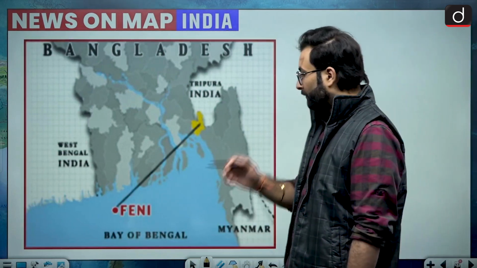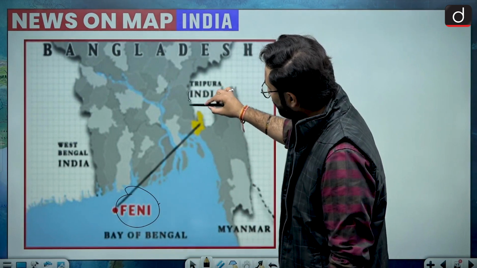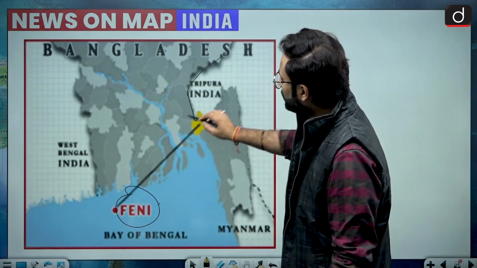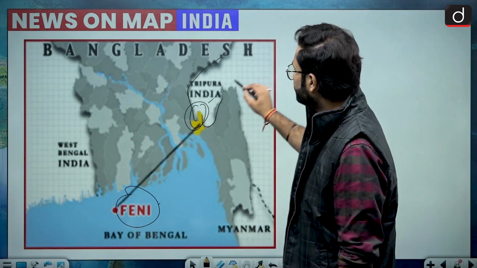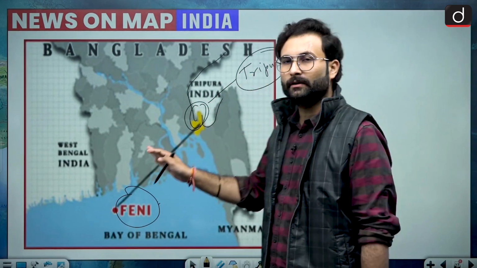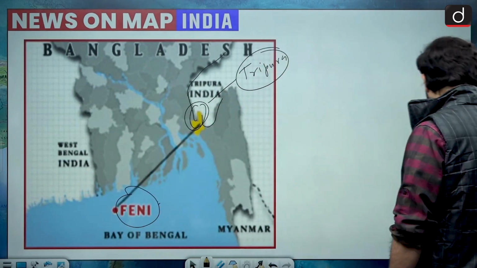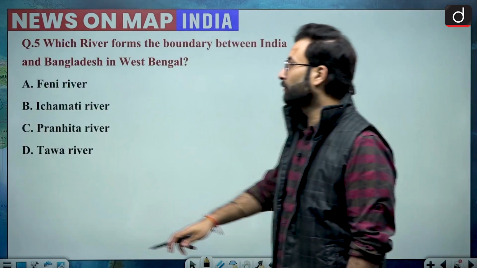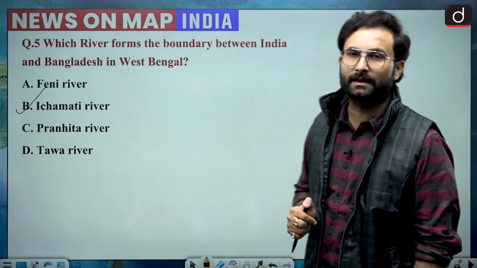And then the Feni river. Feni river is somewhere here. Okay, this is the boundary of India, and this is Bangladesh. Here you can see, and this part is Tripura basically. So it can be a transnational river between India and Bangladesh through Tripura, but not through West Bengal. So that is also incorrect. Okay. So option B would be your right answer. That is Ichamati, which is flowing nearby West Bengal area as well.